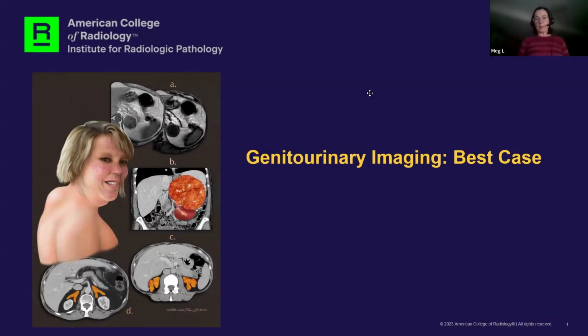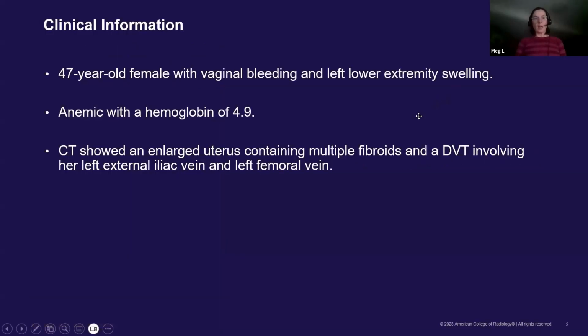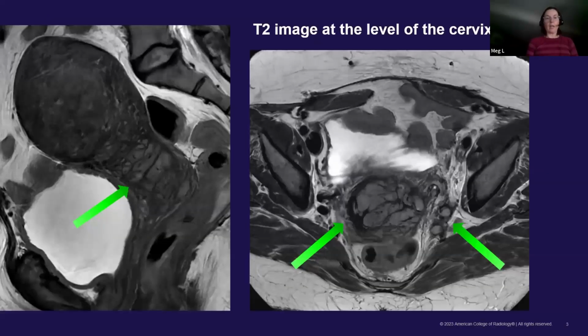I'm going to jump into this GU best case, which was put together by Dr. Marco, but he can't be here. This clinical information: it was a 47-year-old female who came in with vaginal bleeding and pretty profound anemia, as well as some left lower extremity swelling. And so she underwent CT, which we don't have the images from, which showed an enlarged uterus thought to contain multiple fibroids and a DVT in her left external iliac vein extending down into that left lower extremity. And she went on to get an MRI with some selected images shown here.